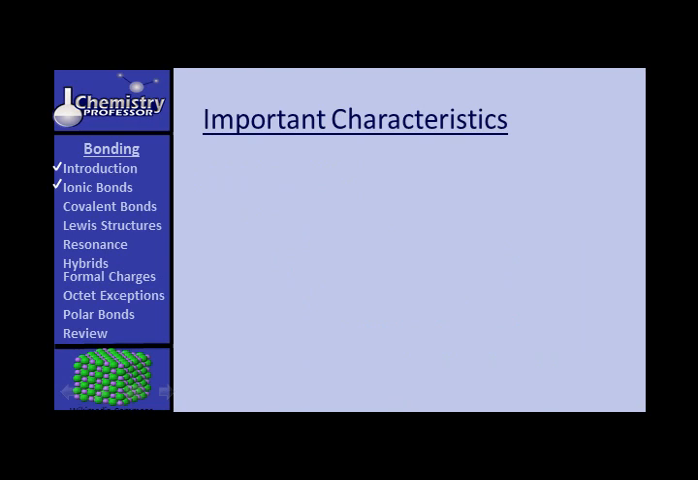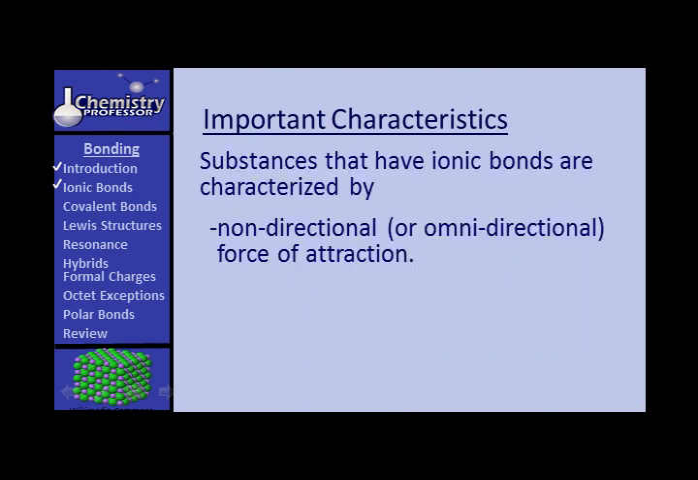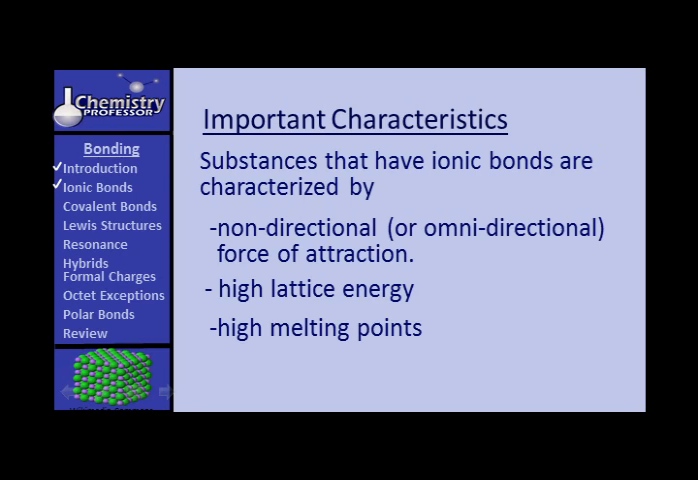Now, there are some important characteristics of ionic bonds. First of all, ionic bonds are non-directional. In other words, they don't lie in a specific direction. Or you may think of them as being omnidirectional if you wish. But those forces of attraction are exerted equally in all directions. Ionic bonds are characterized by having high lattice energy. We'll get to that in just a moment. And not only do they have high lattice energy, they have high melting points, very high melting points.